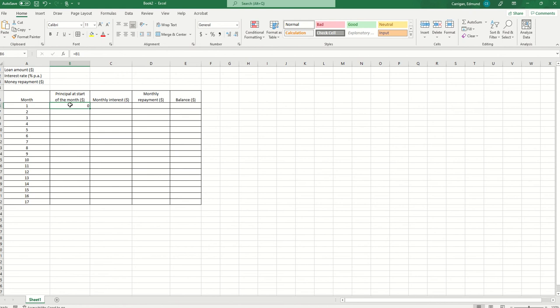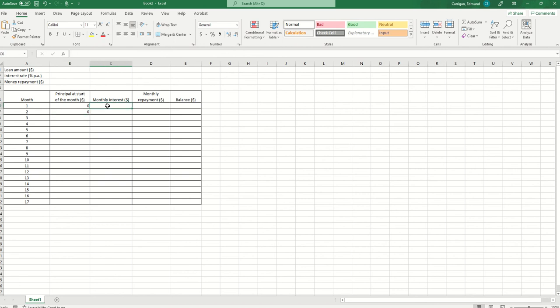Now the next one, I'll just go down for a moment. The principal at the start of the month is going to be equal to the balance at the end of that month. So I might simply go equals for that one there now, and come over here and select, what's that, E6. So I clicked on it, it's made it equal to E6.